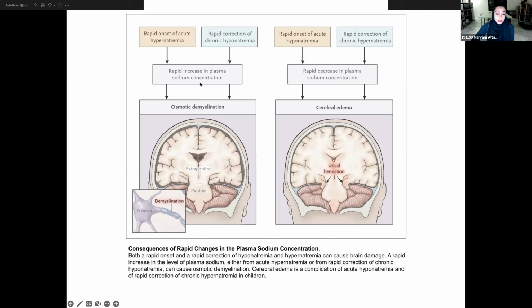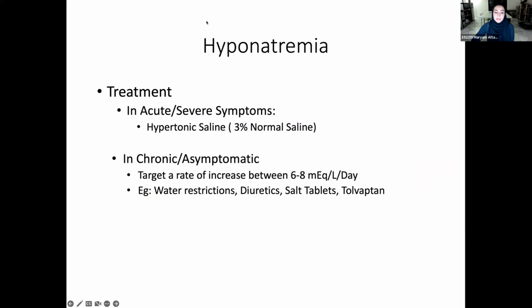So when you treat hyponatremia, it's very important to be cautious of this point. You have to be very diligent with the way you're increasing the sodium. Otherwise, you can cause the patient to be paralyzed as such. So that's what we just said.